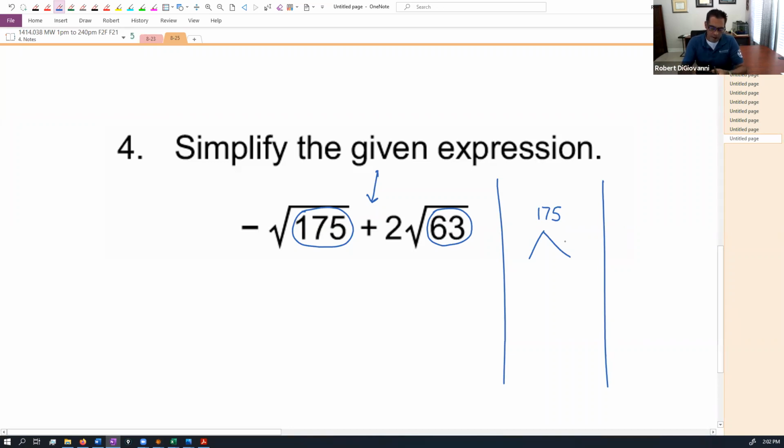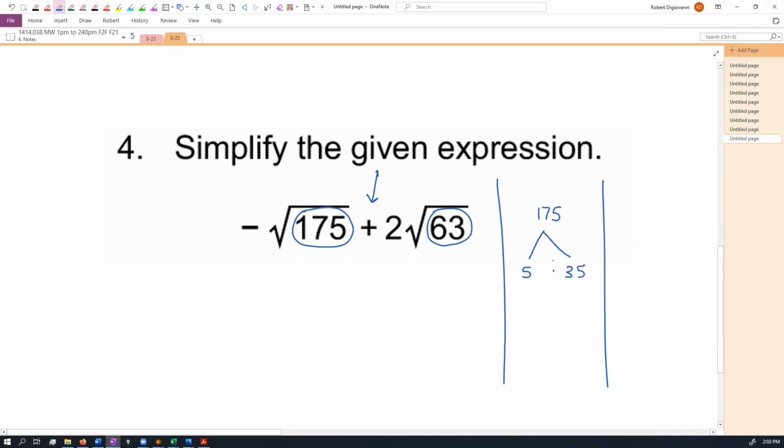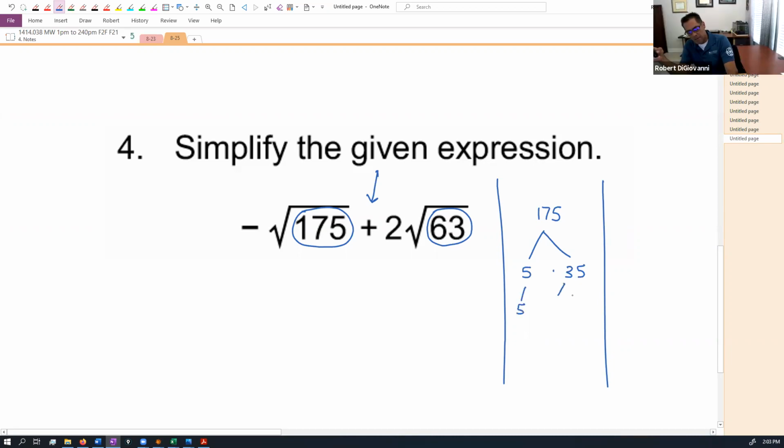So let's see, if I get my calculator out and I do 175, let me divide it by 5. I know that this is 5 times 35. Right? And then that can be broken down to be 5 times 7. And 7 can't be broken down, so we have 5 times 5 times 7. That's what 175 is. So that means I can rewrite this as negative square root of 5 squared times 7 plus 2. Now let's break down the 63.